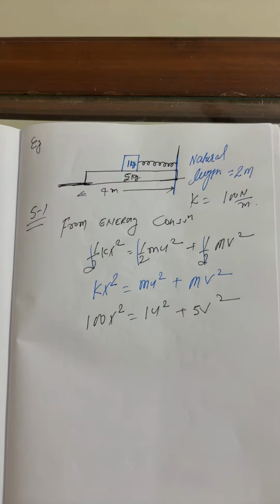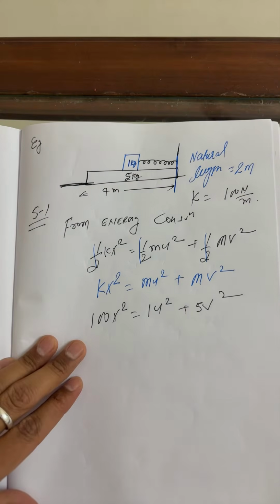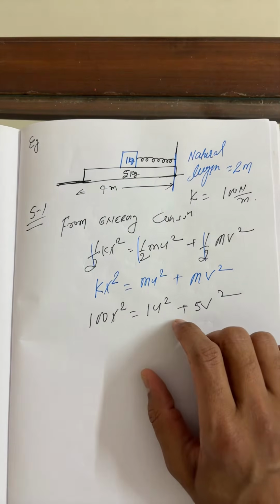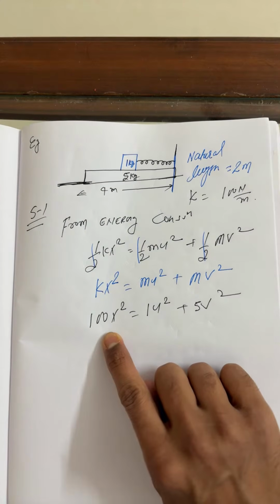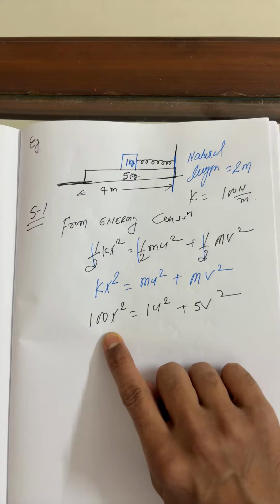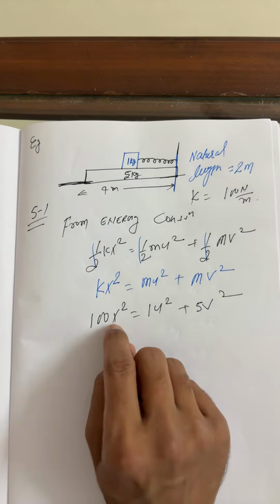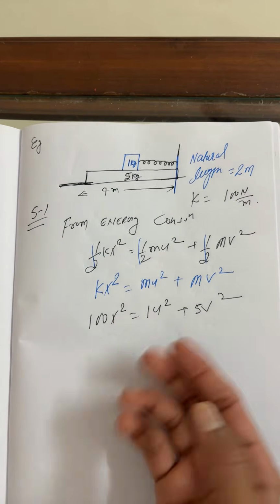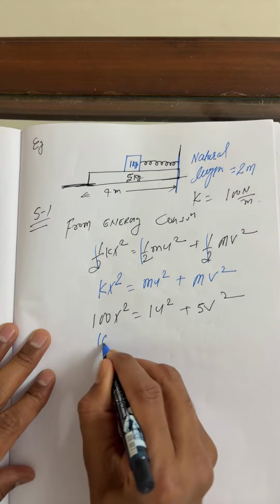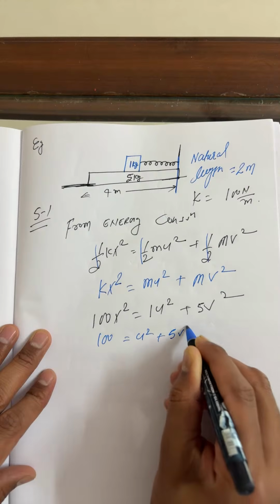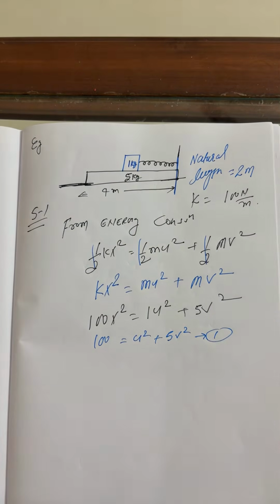So this is the first equation we get from energy conservation. The natural length is 2 meter initially, and they compressed it by half, as mentioned in the question. So x remains 1 here only. So we can say 100 equals u square plus 5 v square. Say equation number 1.